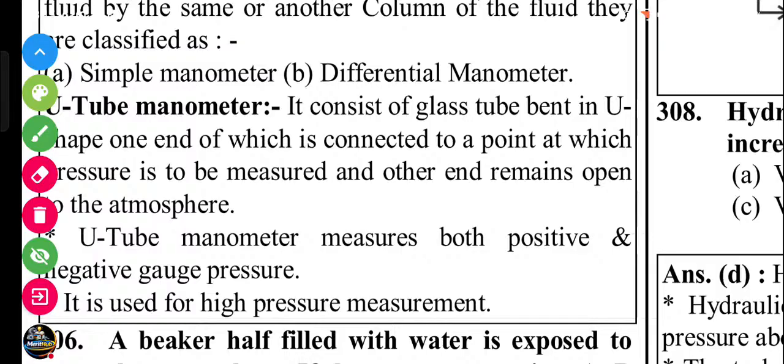A U-tube manometer consists of a glass tube bent in a U shape, one end of which is connected to a point at which the pressure is to be measured and the other end remains open to the atmosphere. A U-tube manometer measures both positive and negative gauge pressure. It is used for high pressure measurement.